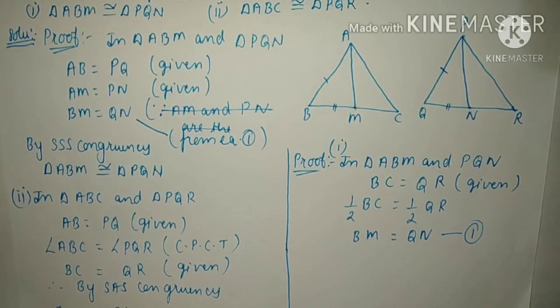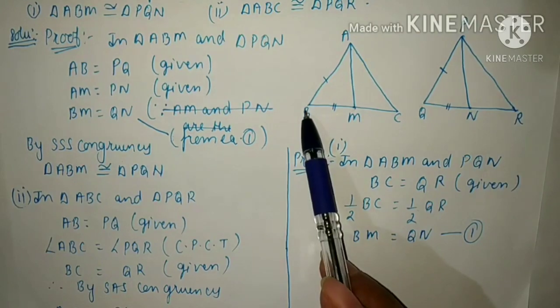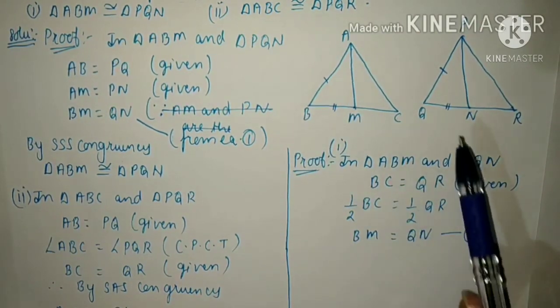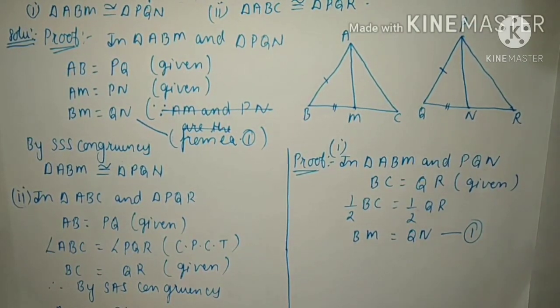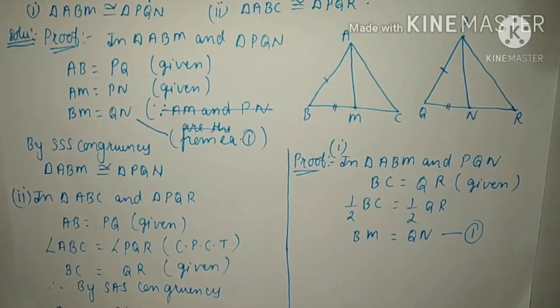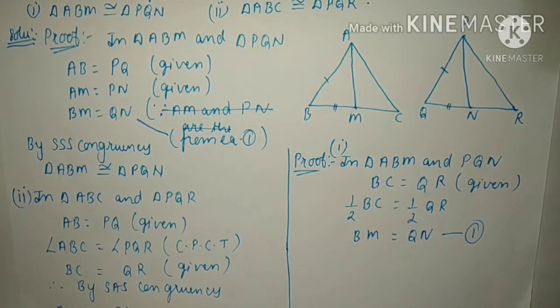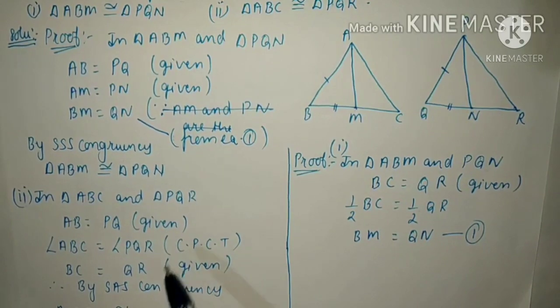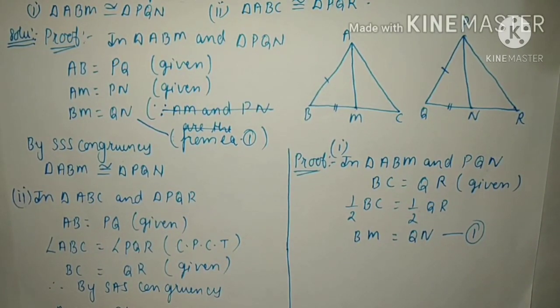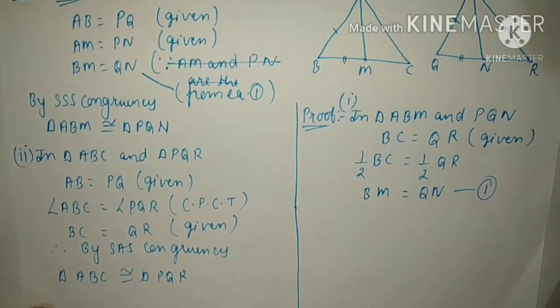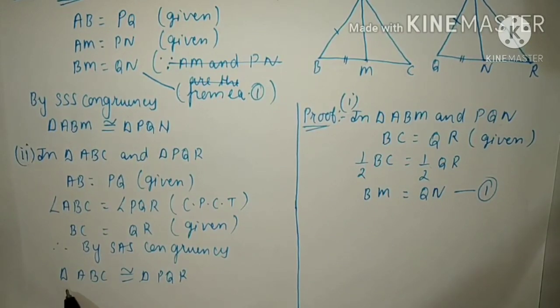Now this side BC equals this side QR. This is also given to us in the question, so we have written that also. Now this is side, this is angle, and this is side. So by SAS congruency, we can say that triangle ABC is congruent to triangle PQR. So this is the proof of our second part.